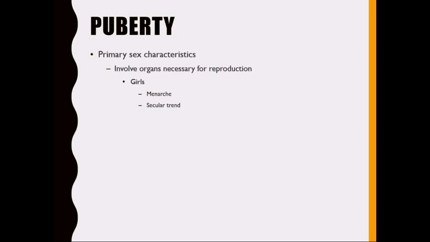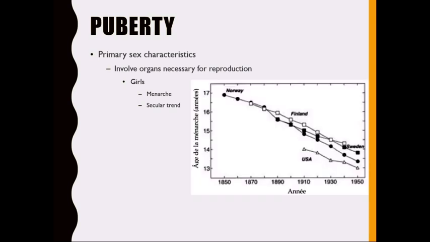We've observed a secular trend in the onset of menarche for girls. What that means is that across several generations, we've noticed a change in the onset of menarche on average. So here's a really classic old set of data. Norway started collecting data on age of first menstruation as far back as 1850. The USA doesn't start until 1900. So Norway has the earliest data, followed by Finland, Sweden.